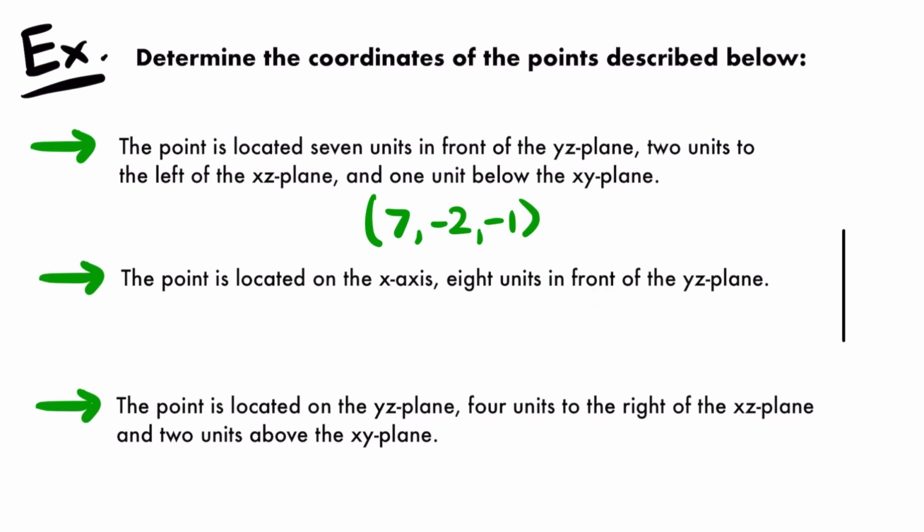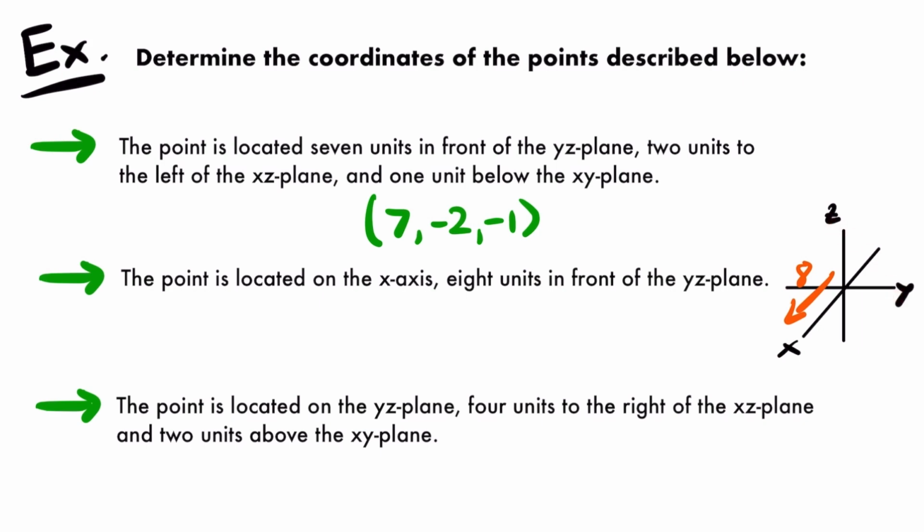Let me just draw the coordinate system again. This is our z-axis, x-axis, y-axis. We now know that we are located 8 units in front of the yz plane. Now, the other thing we know is that our point is located on the x-axis. So what does that tell us? Well, that tells us that our point is along this axis right here, and it has no y direction and no z direction. It's just a point along the x-axis that is 8 units from the yz plane.